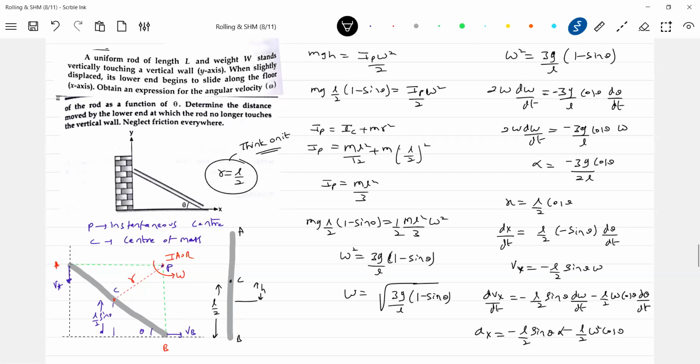Now, let's get into the condition. The lower end at which the rod no longer touches the vertical wall: if it doesn't touch the vertical wall, there won't be any normal contact force by the wall on the end A of the rod. So what should the acceleration Ax be? It must be 0. It means the normal reaction at the end A will keep on decreasing. At one instant, it will become 0. When it becomes 0, there won't be normal contact, so there won't be acceleration Ax.